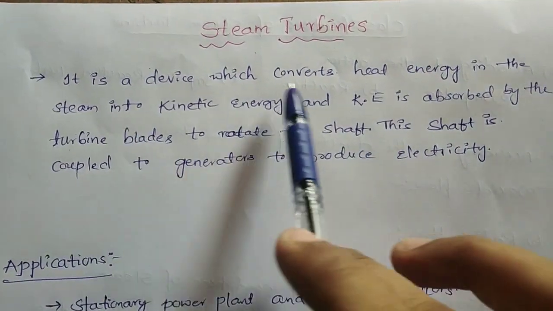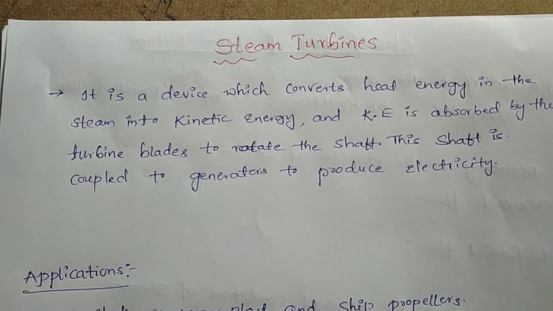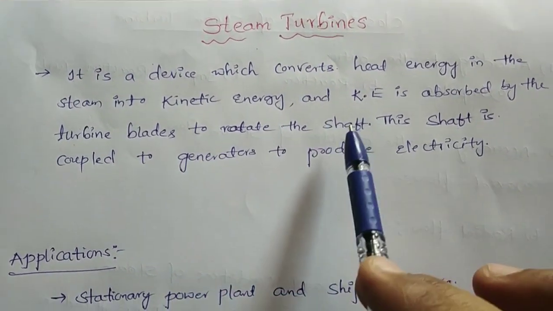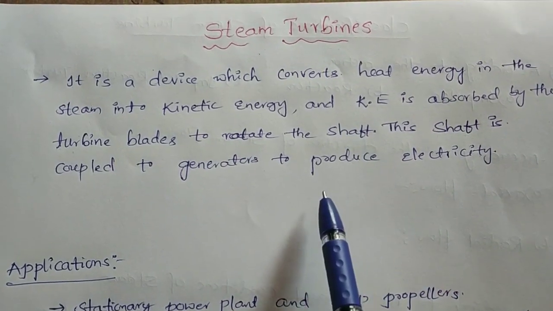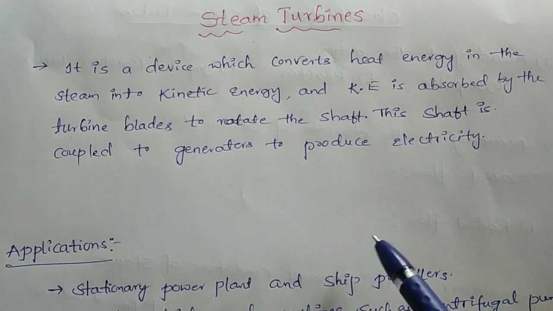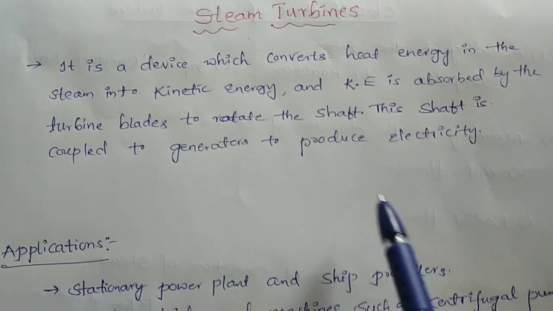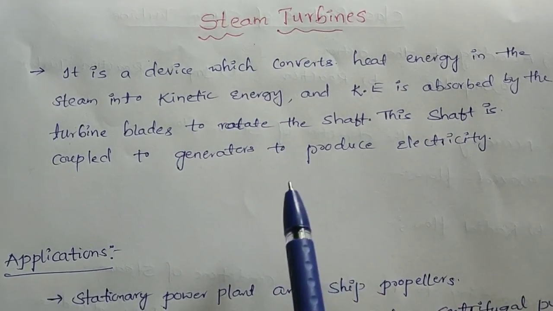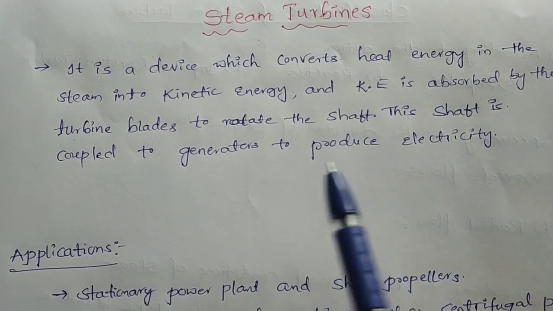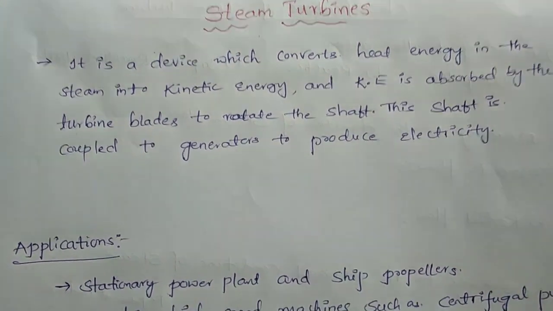That means it is a device which converts heat energy in the steam into kinetic energy, and after that the kinetic energy is absorbed by the turbine blades in the turbine. As the turbine blades rotate, the rotor to which the blades are attached also rotates. The rotor is attached to the shaft, therefore the shaft is rotated. The shaft is coupled to the generator. From the generator we get the electricity. This is a brief about the steam turbine.